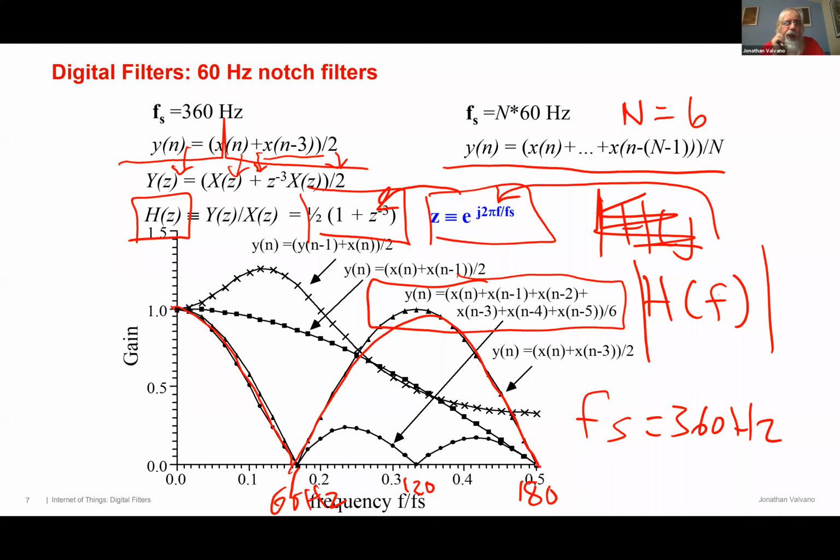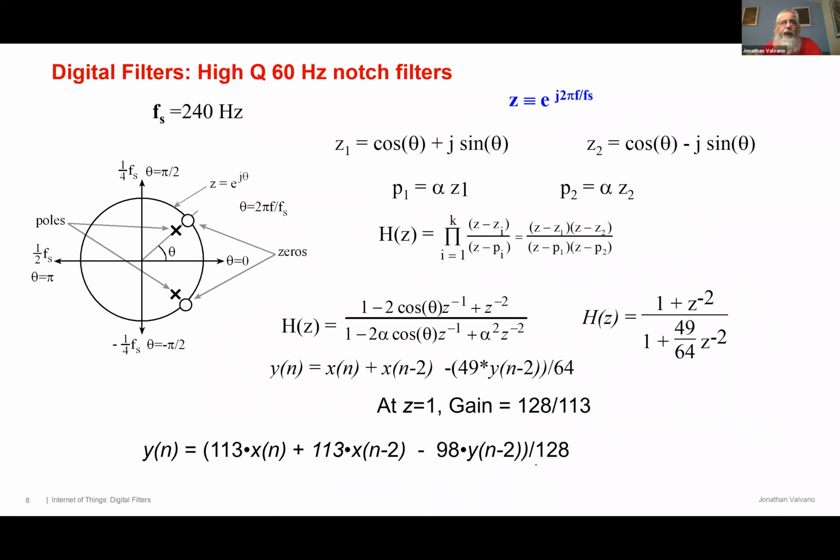If you want more Q, Q is defined on the next page. If you want it to be sharper, again, you remember the equation for Z here. Z is the unit circle, this thing here. Just like your analog circuit design, we can put poles and zeros into this plot. I'll put zeros at 60 hertz. Wherever I've chosen my sampling rate, I'm going to put 60 hertz and minus 60 hertz.